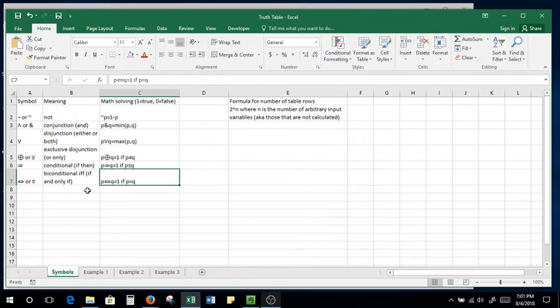Lastly, we have biconditional, and this is the if and only if. It can also be written IFF. And that is equal to 1 if P equals Q. So for P to happen, Q must happen. So they would have to be equal to each other, right? If true happens, then true must happen for the other to be true. Then 1 must be equal to 1.